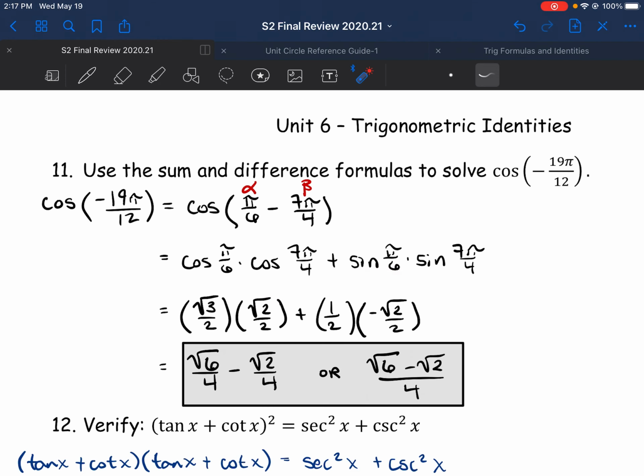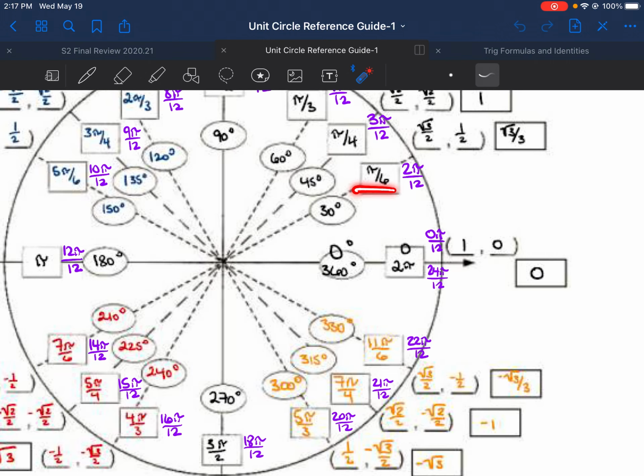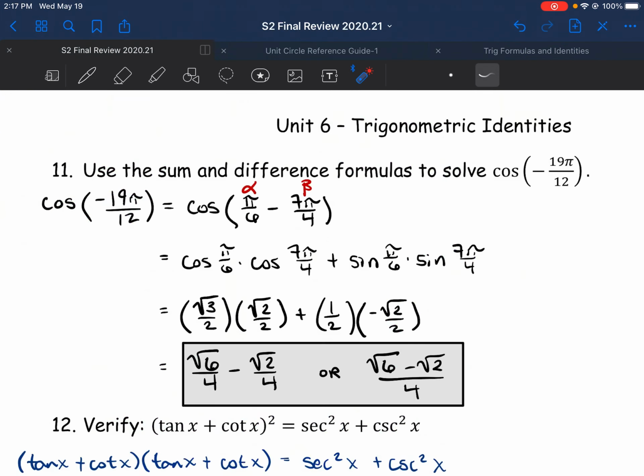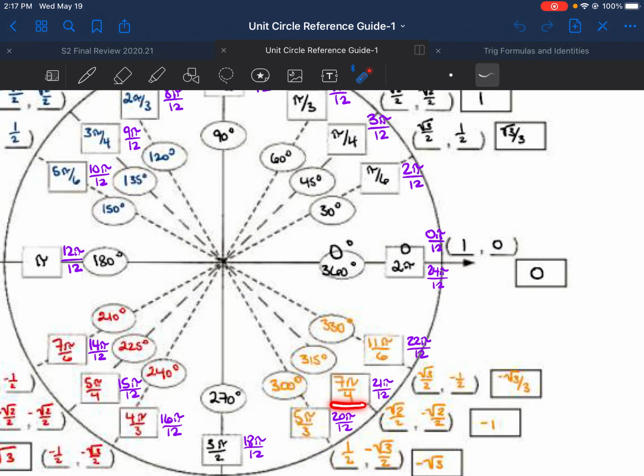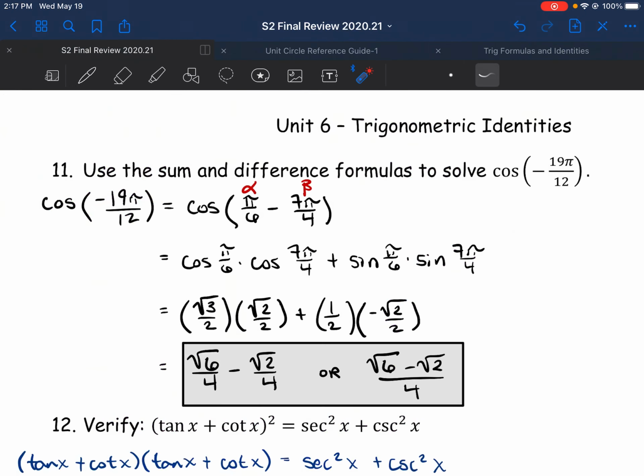Sine of pi over 6, so sine, we want the y value at pi over 6. So here's pi over 6, there's the y value, 1/2. And sine of 7 pi over 4, we want the y value at 7 pi over 4. Well, here's 7 pi over 4, there's the y value, negative square root of 2 over 2. And now it's just an algebra calculation.